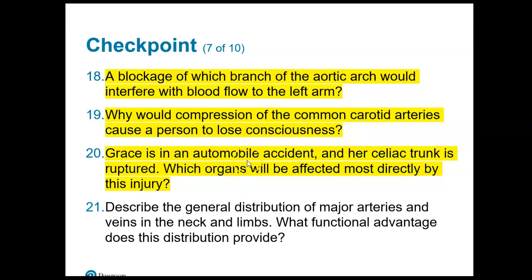Grace is in an automobile accident and her celiac trunk is ruptured. Which organs will be affected most directly by this injury? So basically that celiac trunk is going to branch into arteries that serve the stomach, the spleen, the liver, and the gallbladder. That's about the area that the celiac trunk is in.